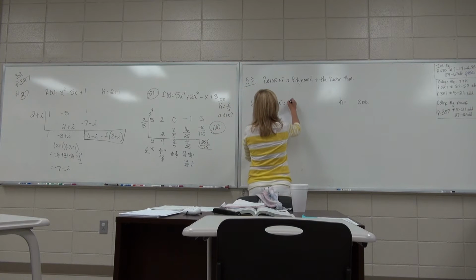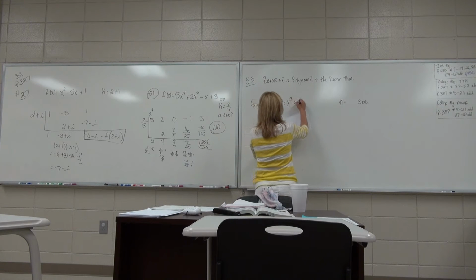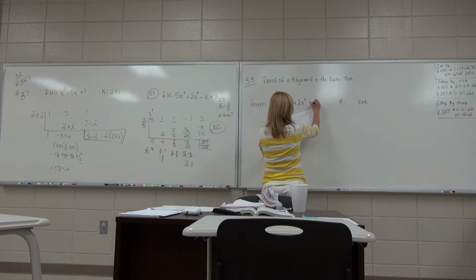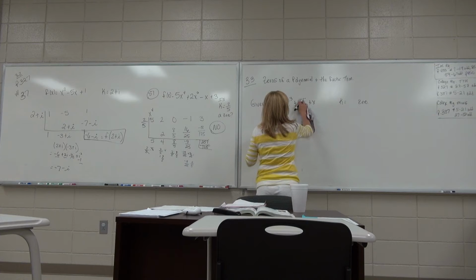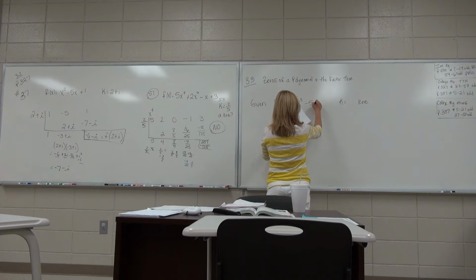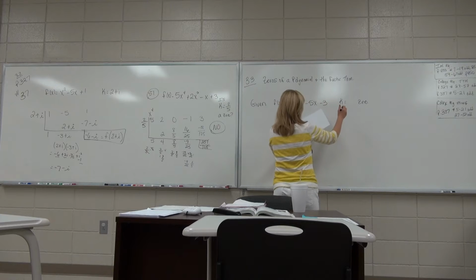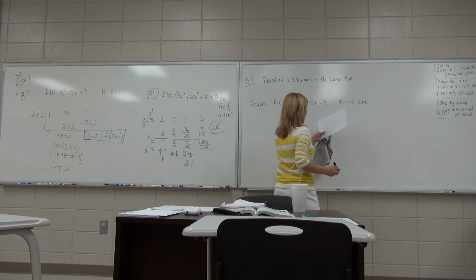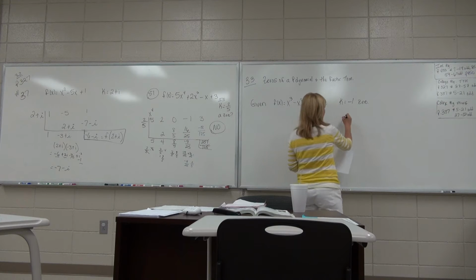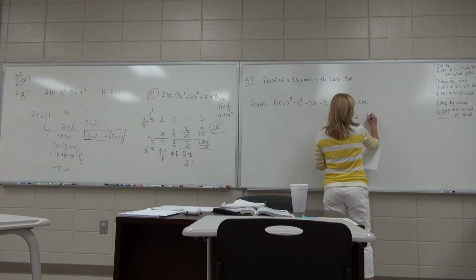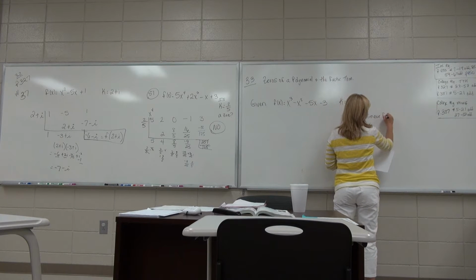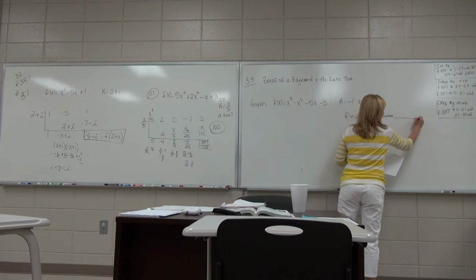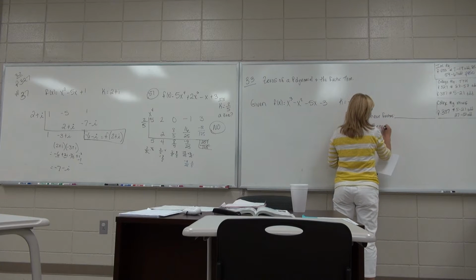Alright, so this time we're going to be given f of x is x cubed minus x squared minus 5x minus 3. And I'm going to tell you k equals negative 1 is a 0. Find your linear factors, and we're going to find all the zeros.